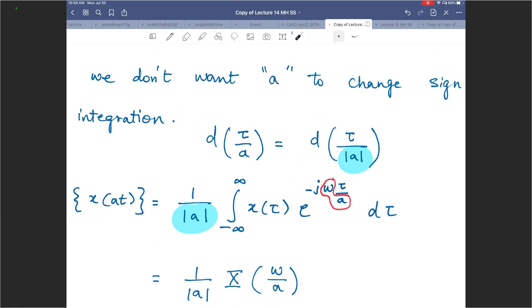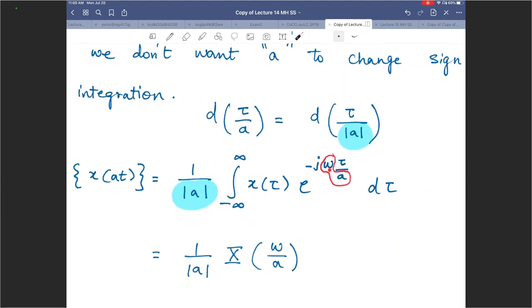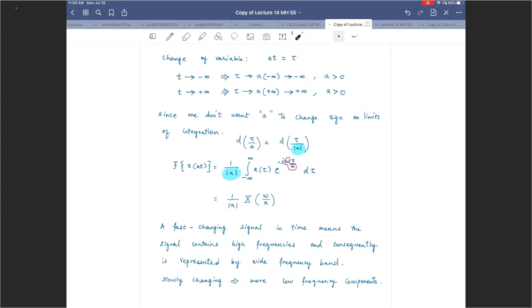Now, if you look at this and compare it to the definition of the Fourier transform, 1 over absolute of a remains as is. This is essentially the Fourier transform at omega divided by a, because this omega prime, the new omega, is omega divided by a. So that goes over there. That's essentially your time and frequency scaling.